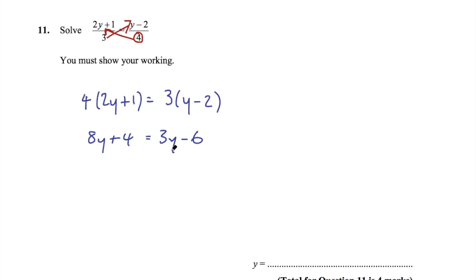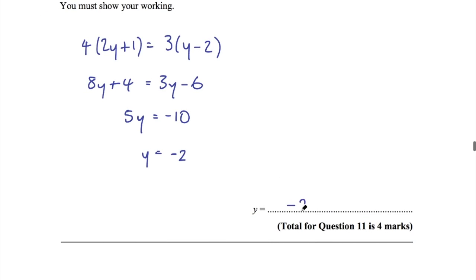And then I want all of the y's on the left hand side and all of the numbers on the right hand side. So I subtract 3y from the left hand side, and 8y minus 3y is 5y, and then minus 6 minus 4, that's going to be minus 10. And then divide both sides by 5 and I get y equal to minus 2. Okay.